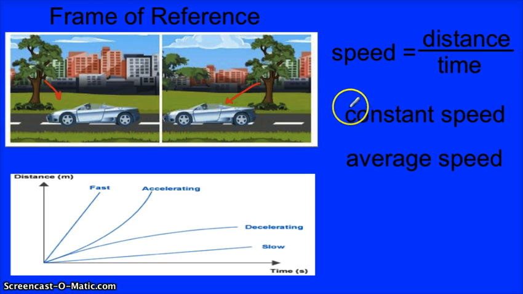Speed. Speed describes how fast an object moves. It's a definition you've known for a long time. But to find speed, you must have two quantities. You must have distance traveled and, well, the time it took you to get to that distance.